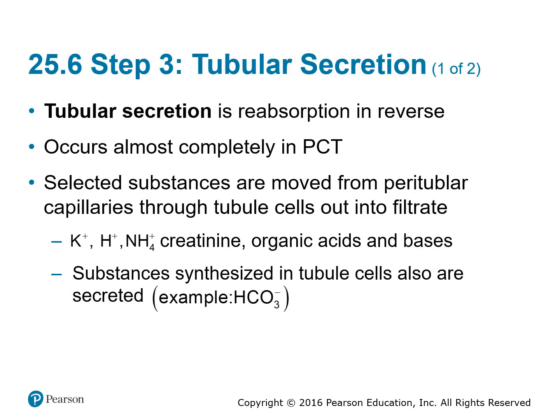Step 3, tubular secretion, is a reabsorption in reverse. It occurs almost completely at the proximal convoluted tubule. Selected substances are moved from the peritubular capillary area through the tubular cells out into the filtrate. So we're looking at potassium, hydrogen, NH4, creatinine, organic acids, and bases. Remember, creatinine is a kidney function test, so blood work. Creatinine and BUN are the two substances that we look at in the blood.